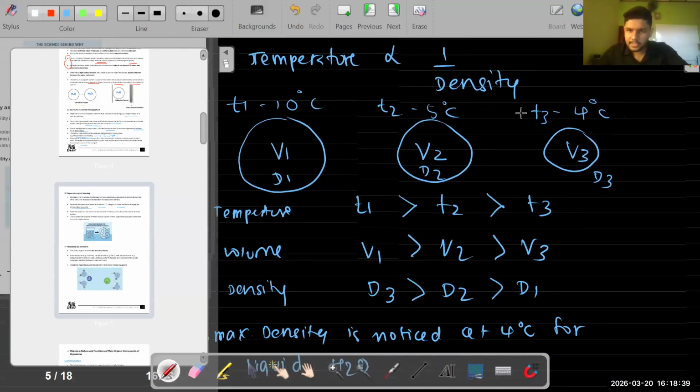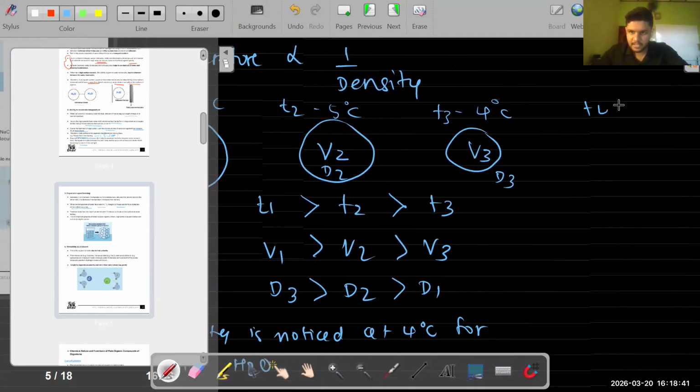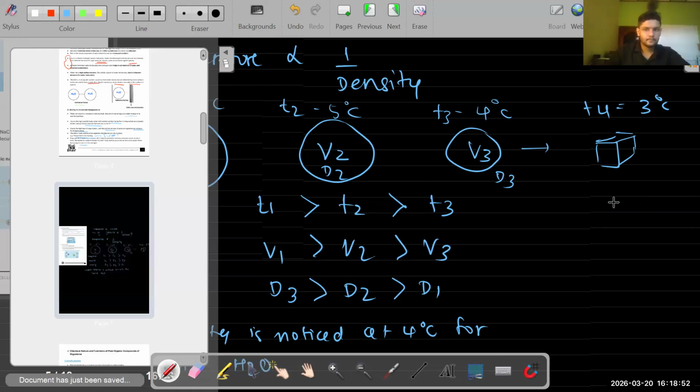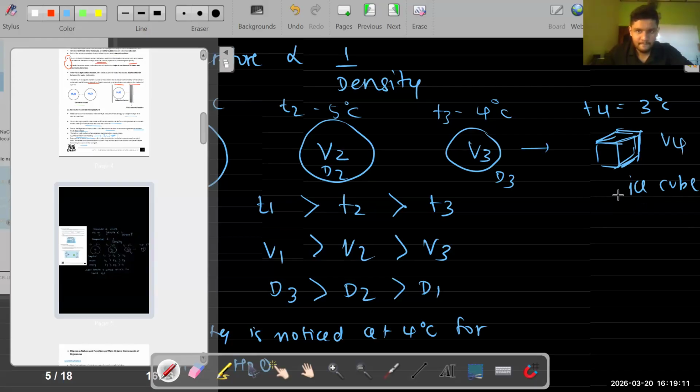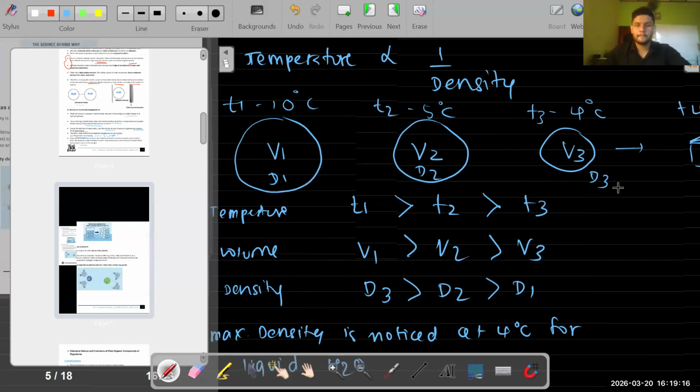Now if we go further in temperature, decrease the temperature, just say T4 is 3 degrees, this liquid water will be forming into a crystalline lattice, it seems. What is this crystalline lattice called? Ice cube. Can you understand? Yes. Okay.